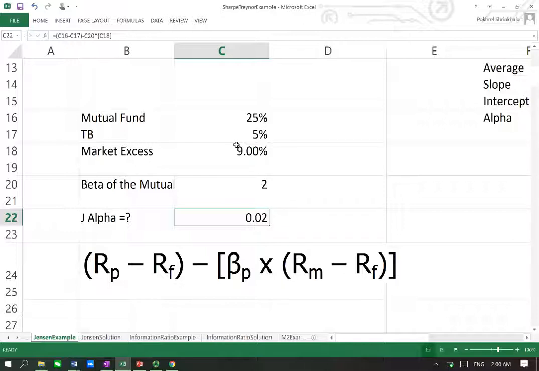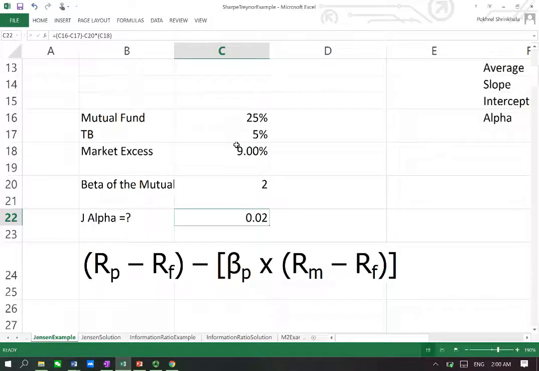Now I have to say that the alpha is positive here, so it is attractive to investors. What it is suggesting is that this is an underpriced security. And better managers consistently do everything to add alpha.